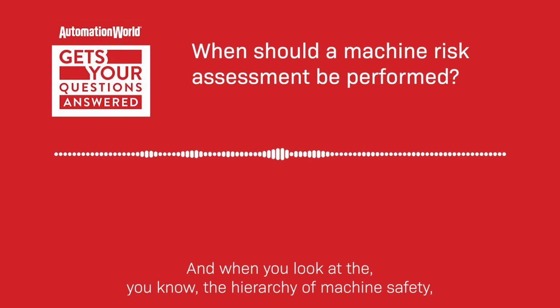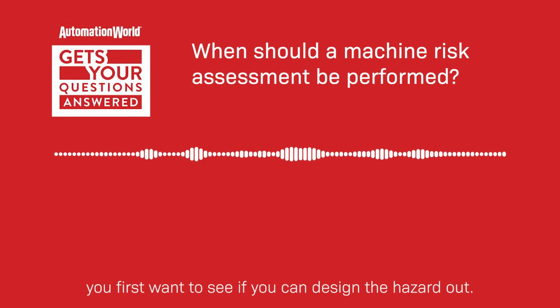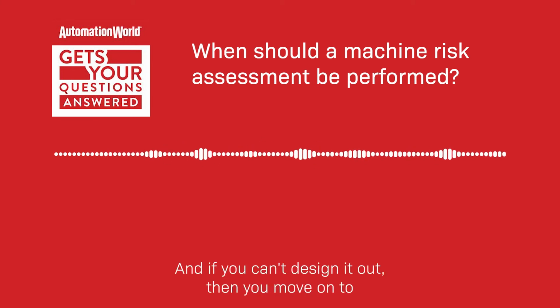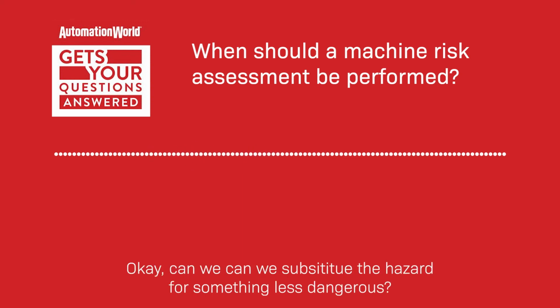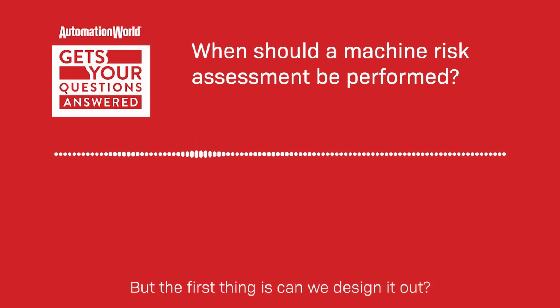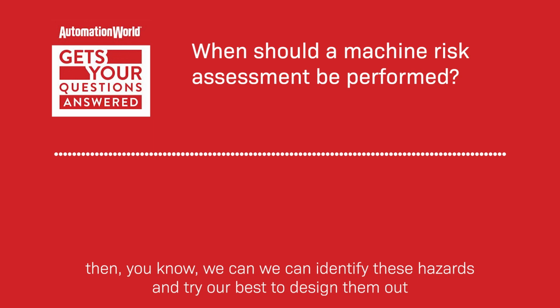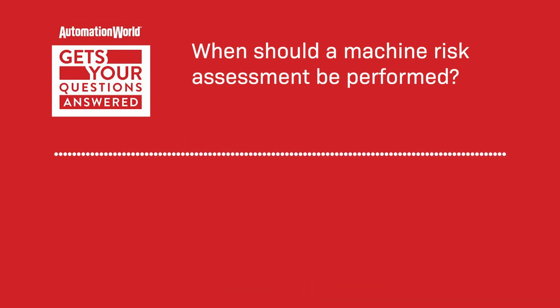And when you look at the hierarchy of machine safety, you first want to see if you can design the hazard out, right? And if you can't design it out, then you move on to, okay, can we substitute the hazard for something less dangerous, or can we provide some type of control measure like hard guards or safety light curtains, for example, right? But the first thing is, can we design it out? Right? So if we are having this assessment process started during the design conversation, then we can identify these hazards and try our best to design them out, or make them even less hazardous. So the earlier the better.